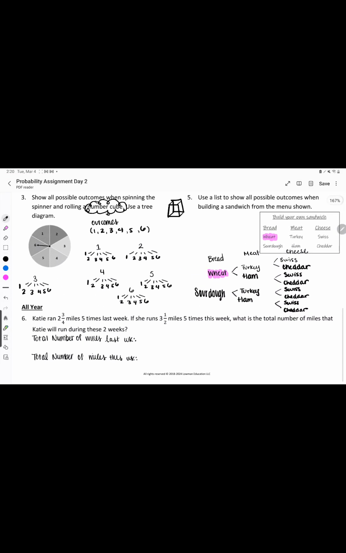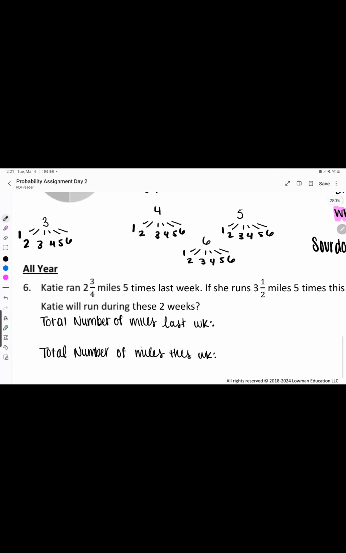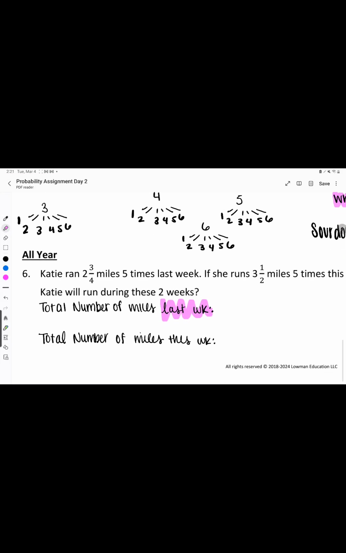All right, this one says Katie ran 2 3/4 miles 5 times last week. If she runs 3.5 miles 5 times this week, what is the total number of miles that Katie will run during these 2 weeks? So we have last week and the amount of miles she had last week, and we have this week and the amount of miles that she ran this week.